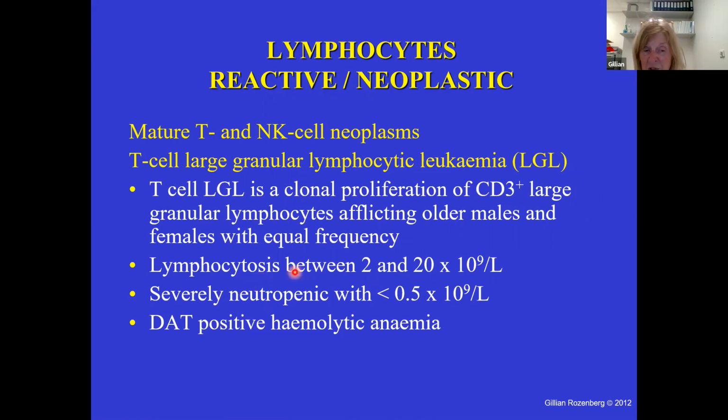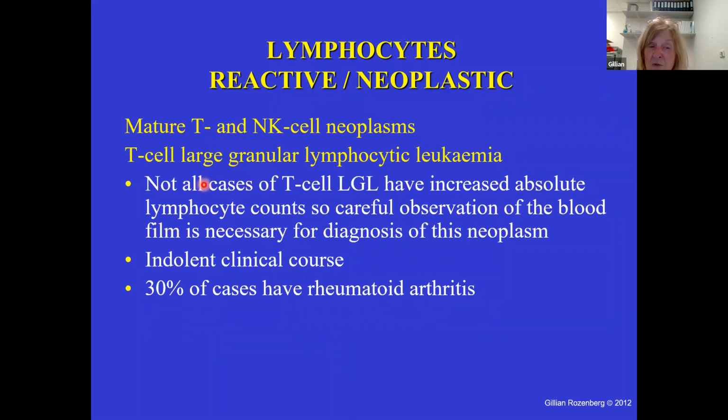They have a lymphocytosis between 2 and 20 by 10 to the 9th per liter. They're severely neutropenic with less than 0.5 by 10 to the 9th neutrophils, and often they have a positive direct antiglobulin test. So they have a hemolytic anemia. Not all cases of T-cell LGL have increased absolute lymphocyte counts, so careful observation of the blood film is necessary for a diagnosis of this neoplasm.